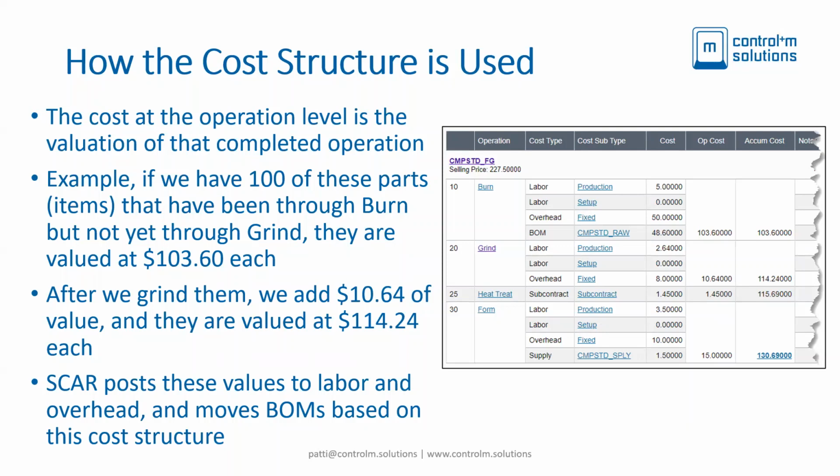So in order to make the general ledger match the inventory valuation, we have to book each one of these at every operation change. And at each routing step advancement, we add more value to the part. So you're going to see today as we advance our parts or items through the process routing, we'll see exactly the same costs in SCAR ready for posting.